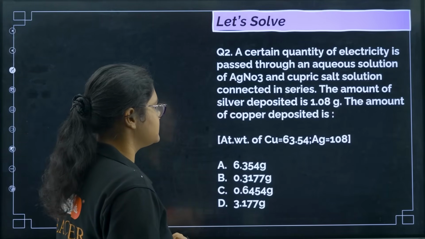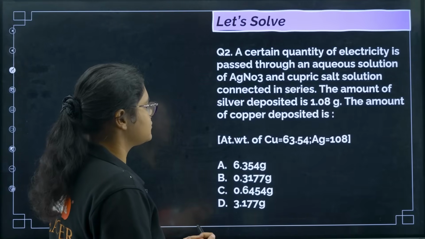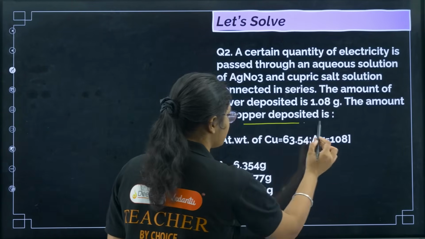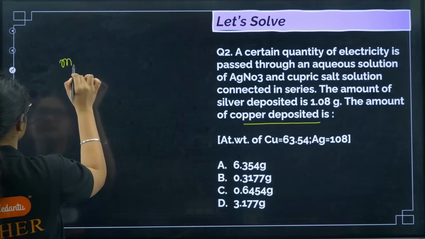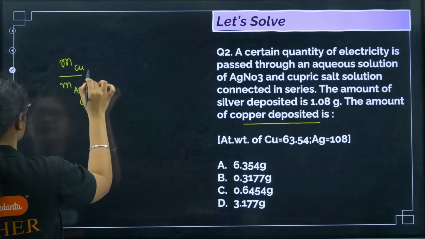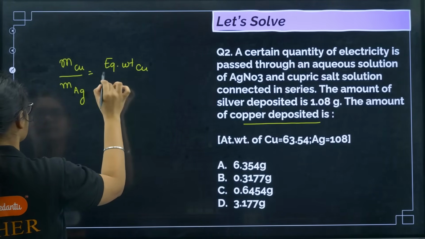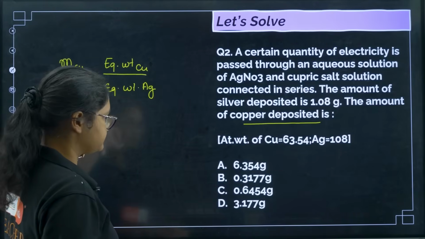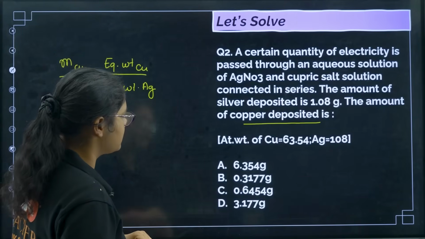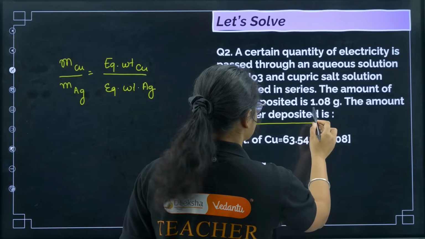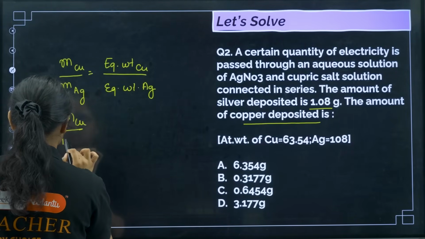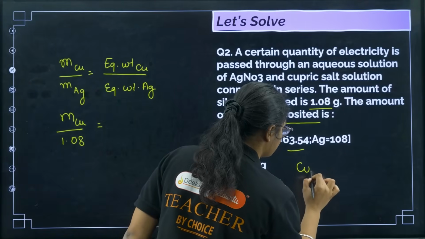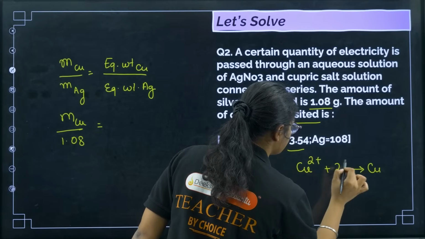A certain quantity of electricity is passed through an aqueous solution of AgNO3 and cupric salt solution connected in series. The amount of silver deposited is 1.08 gram. The amount of copper deposited will be? Mass of copper deposited by mass of silver deposited is equal to the equivalent weight of copper by the equivalent weight of silver. The mass of silver deposited is 1.08, so I just have to substitute it. The equivalent weight of copper will be 63.5 divided by 2, because Cu2 plus plus 2 electrons gives you copper, so 2 electrons are taken here.